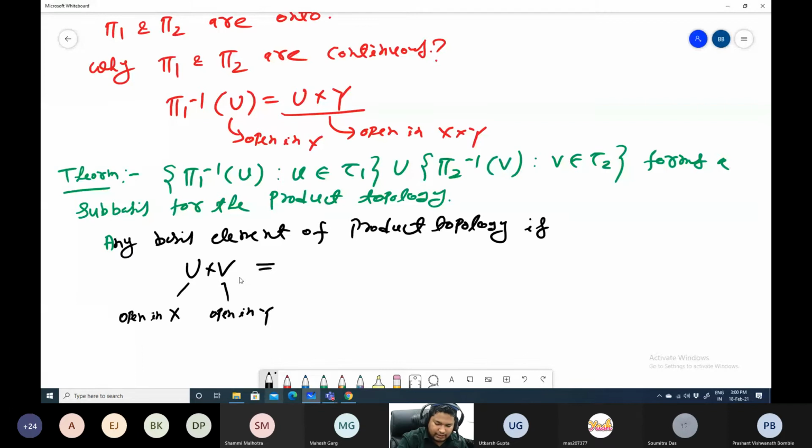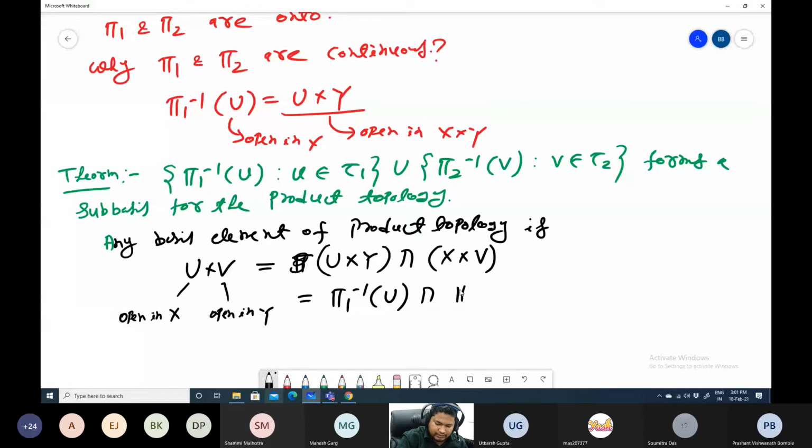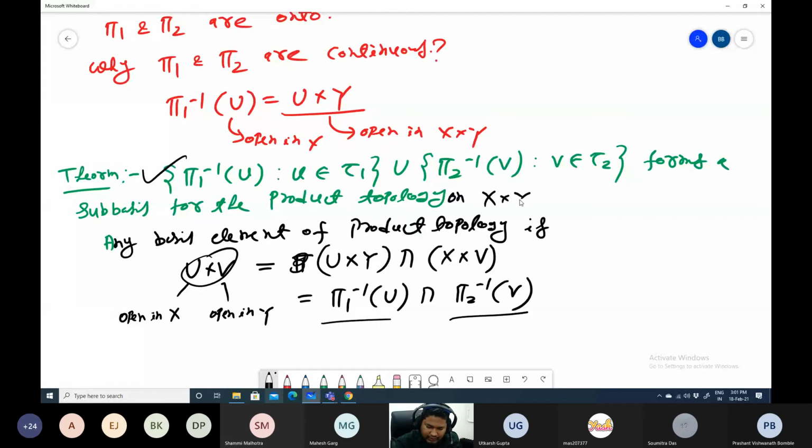Now this one actually, you can write it as U cross Y intersection X cross V, and that is pi 1 inverse U intersection pi 2 inverse V. So we are done. So that means any basis element can be written as an intersection of sub-basis elements. So therefore, this set forms a sub-basis for the product topology on X cross Y.